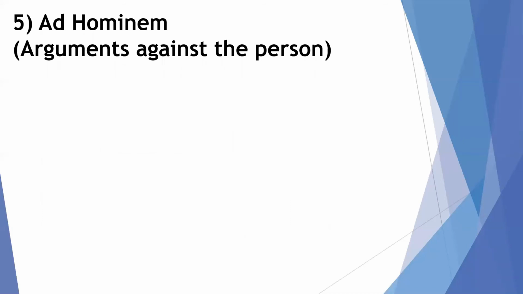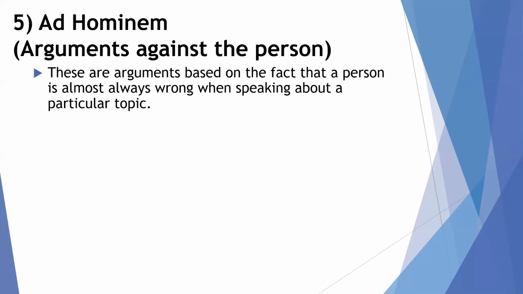A fifth inductive argument is an ad hominem argument, which means an argument against the person. Most often, these are presented in a way that is fallacious, but these are arguments based on the fact that a person is almost always wrong when speaking about a particular topic. So these can be good arguments.